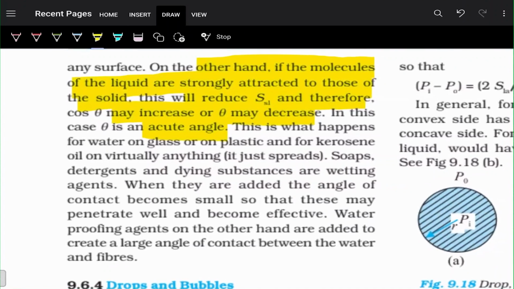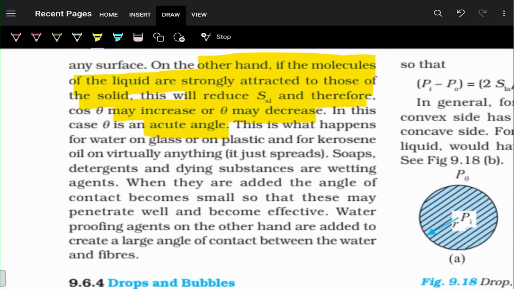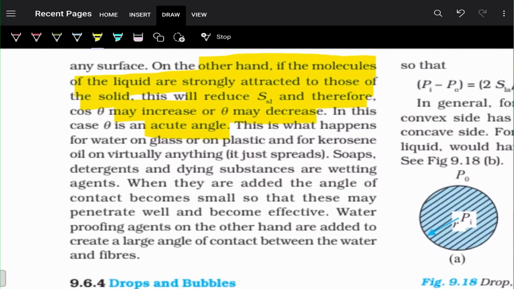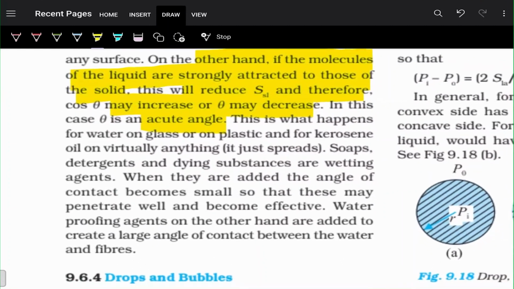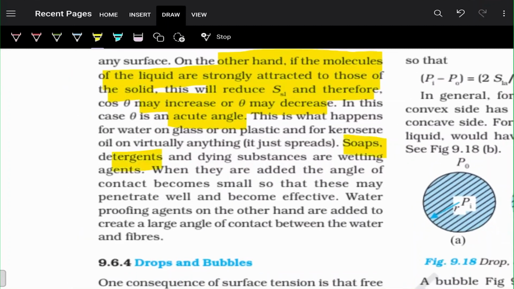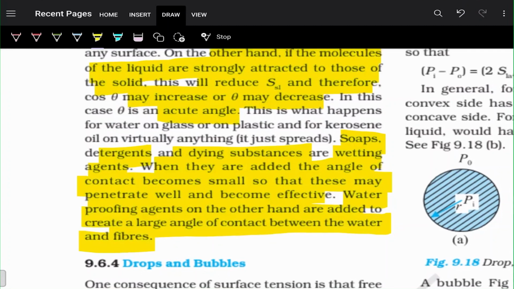Correct. Soaps, detergents, and dyeing substances are wetting agents. When they are added, the angle of contact becomes small so that these may penetrate well and become effective. So this is very important. Waterproofing agents, on the other hand, are added to create a large angle of contact between the water and the fibers. So wetting agents like soaps, detergents, dyeing substances.